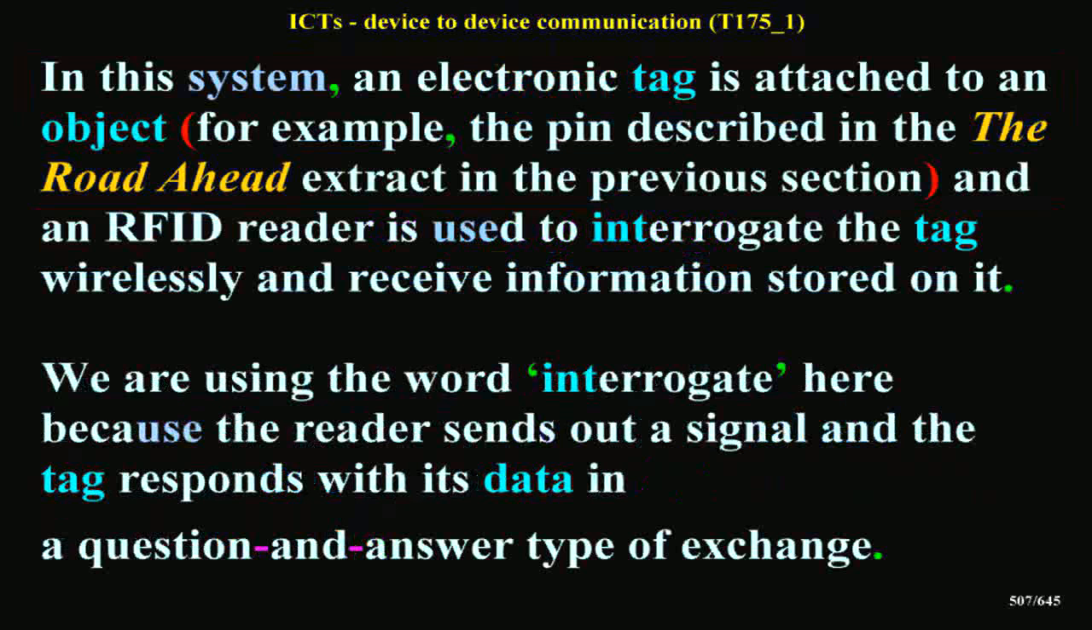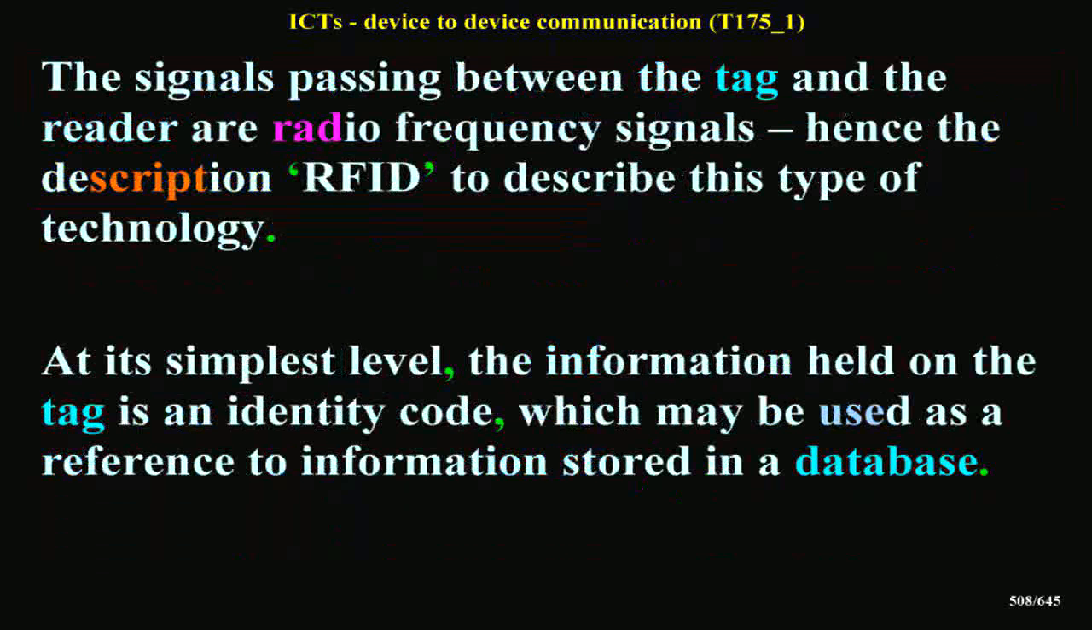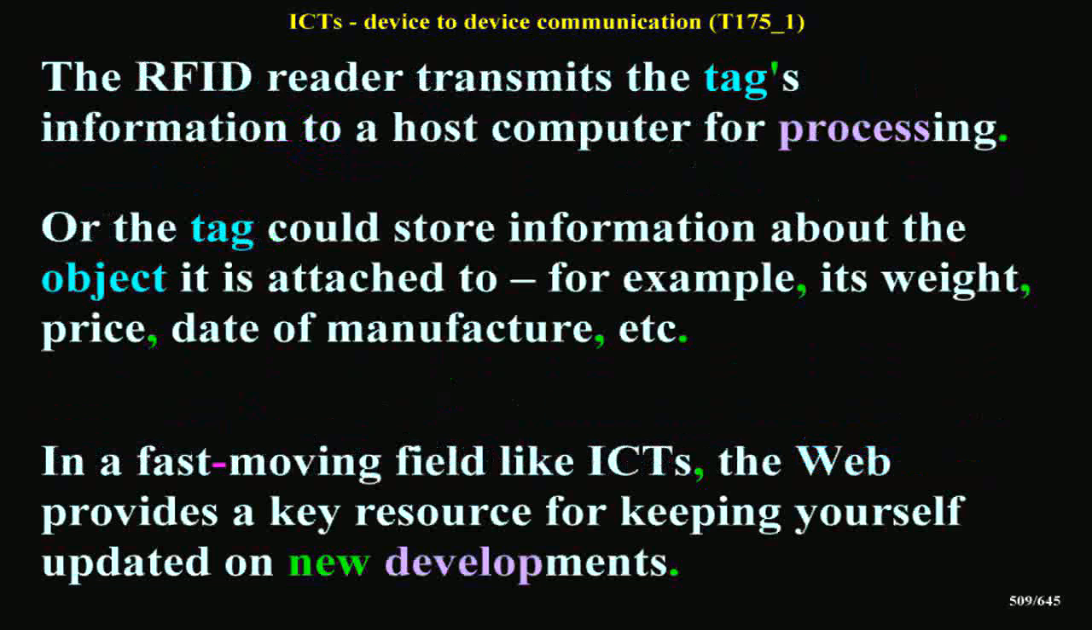We are using the word interrogate here because the reader sends out a signal and the tag responds with its data in a question and answer type of exchange. The signals passing between the tag and the reader are radio frequency signals, hence the description RFID to describe this type of technology. At its simplest level, the information held on the tag is an identity code, which may be used as a reference to information stored in a database. The RFID reader transmits the tag's information to a host computer for processing. Or the tag could store information about the object it is attached to, for example, its weight, price, date of manufacture, etc.